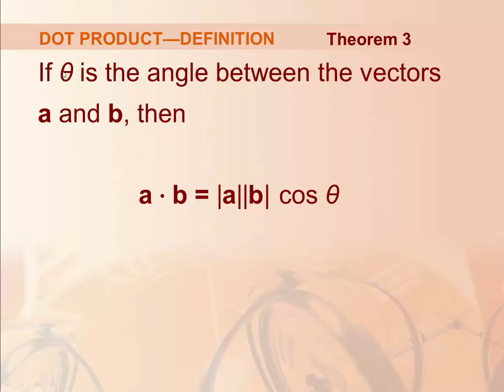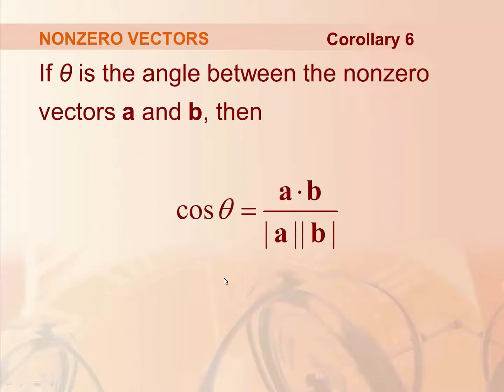Theta is the angle between A and B. If we asked you how to get the angle between two vectors, you just do A dot B over the magnitude of A times the magnitude of B.